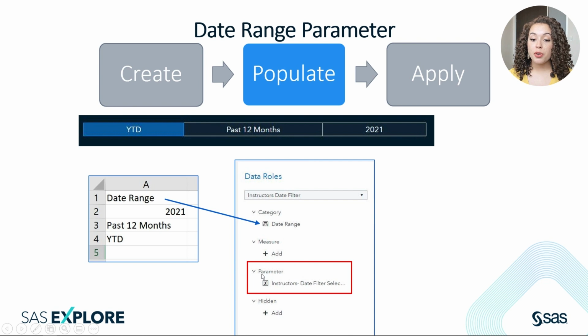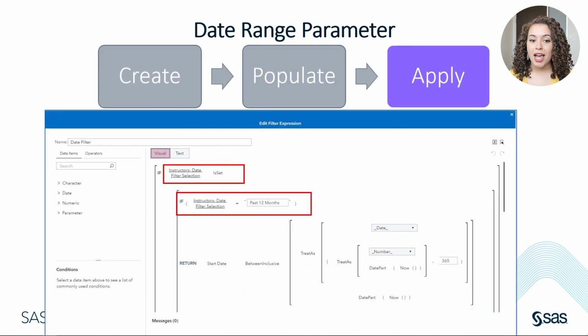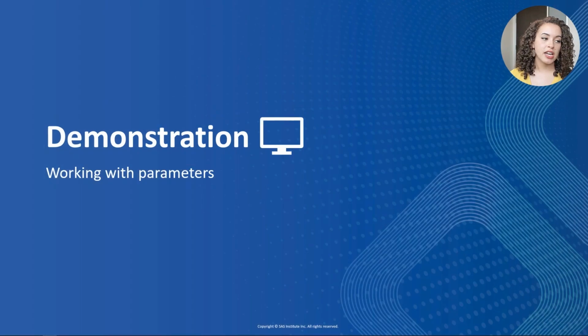Then in the parameter role, I stated that whatever value is selected on that button bar would now be the value for the instructor's date filter selection parameter. So that's how the user will get to populate it, by clicking on one of these buttons, and that's how it's set up. Now, I need to apply that parameter. The parameter is actually applied in a filtered expression, which is a little complex, so we're going to take a look at it inside of the report itself.